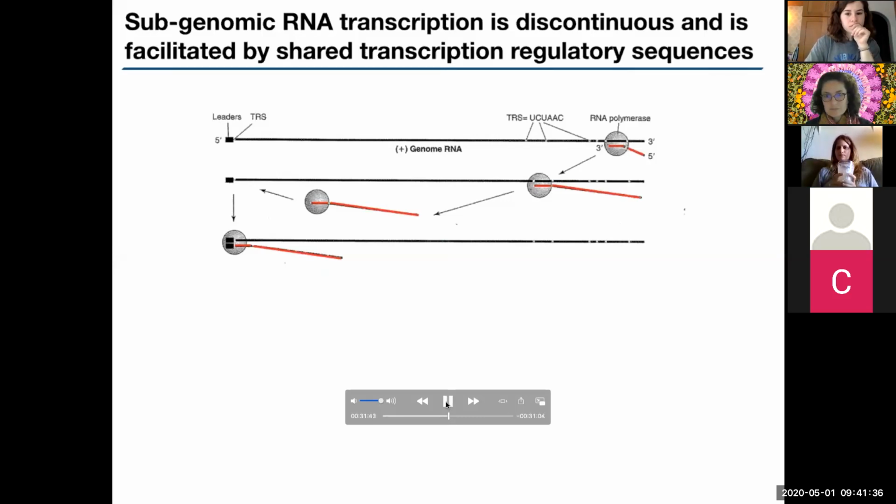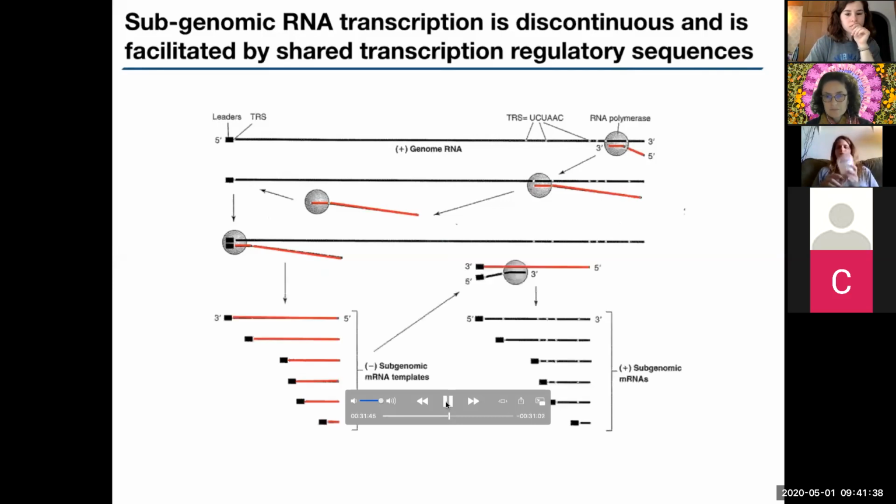It allows for the generation of a series of these subgenomic templates. Remember, these are copied from the plus sense RNA genome. So these are now negative sense or minus sense RNAs. They're complements of the genome, but not ribosome ready themselves. For that, the polymerase now has to go back and make copies of these minus sense subgenomic messenger RNA templates to generate the actual positive sense messenger RNAs that can be translated.